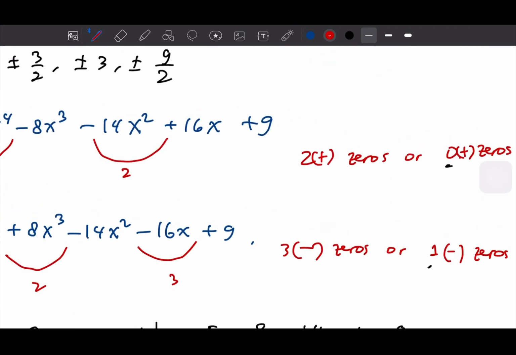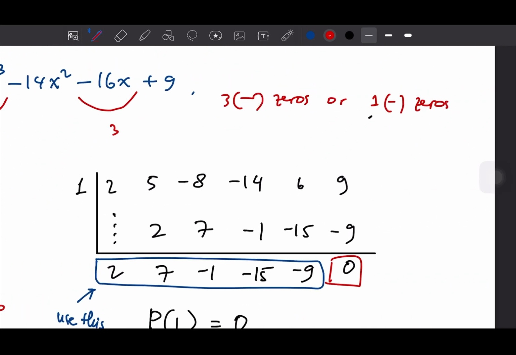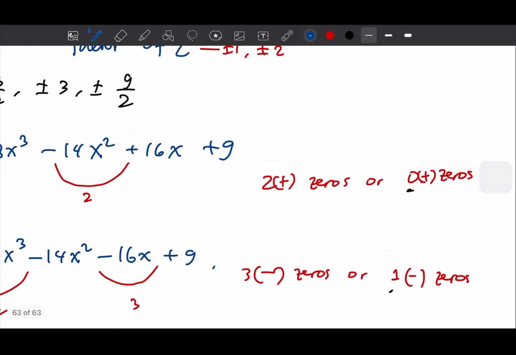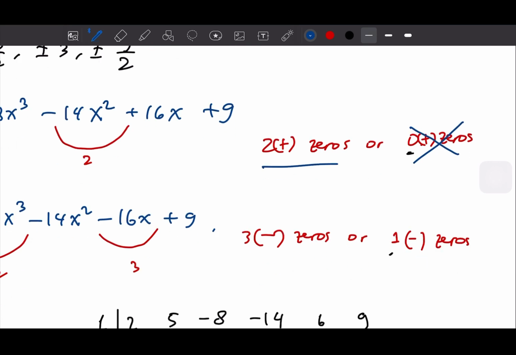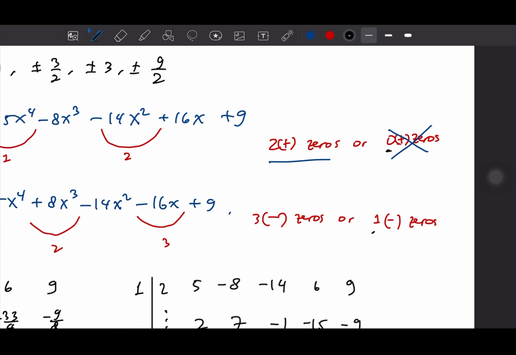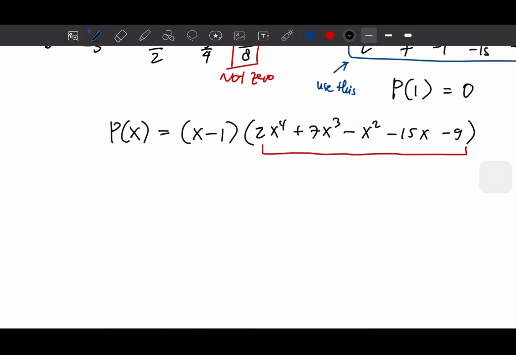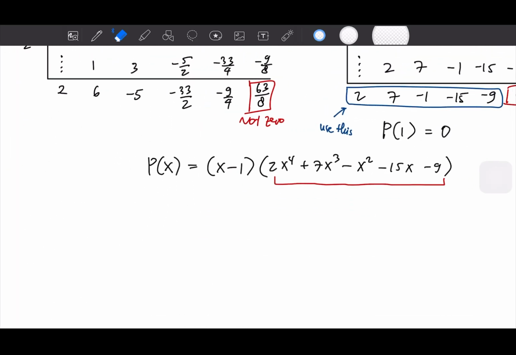We have two positive zeros or 0. So we already have 1. So perhaps the statement saying 0 is wrong. So we should have two positive zeros. That we are going to check and confirm. Now we check the 2, 7, negative 1, negative 15, negative 9.